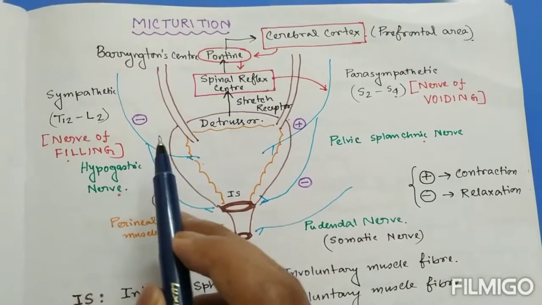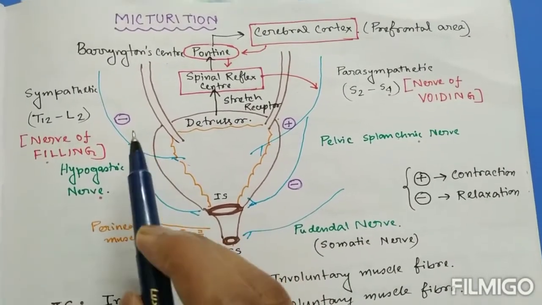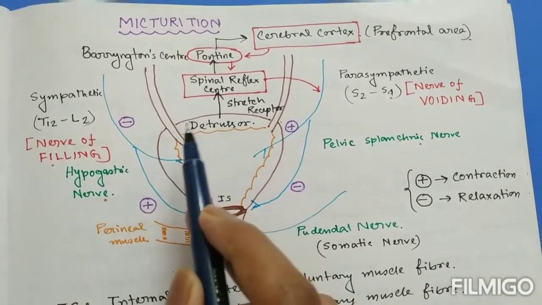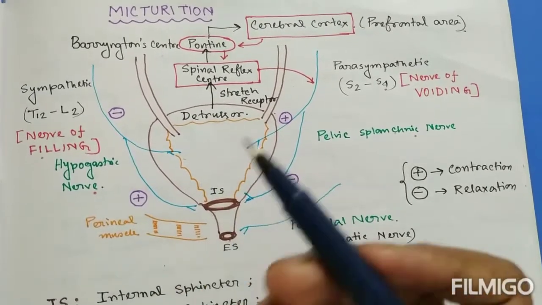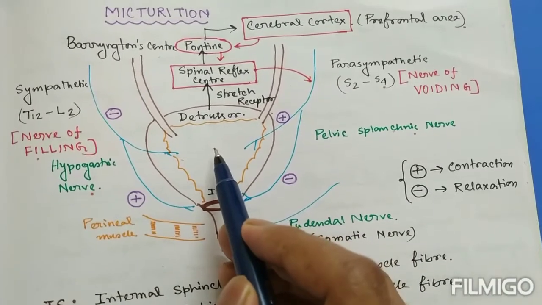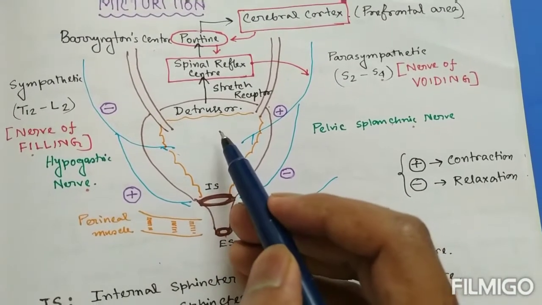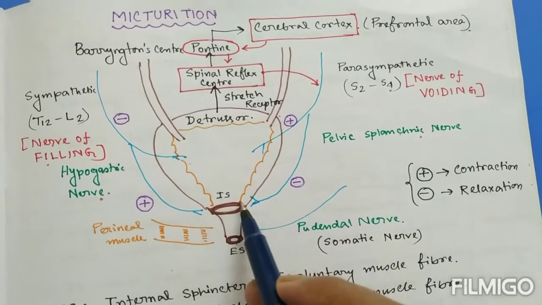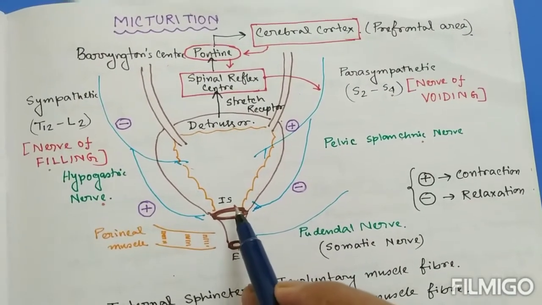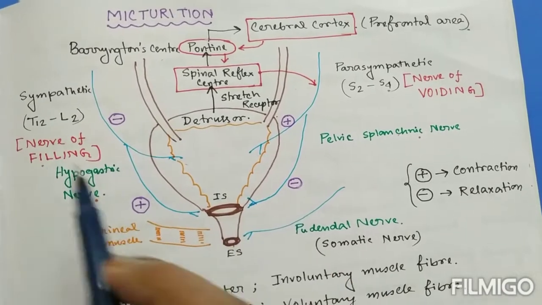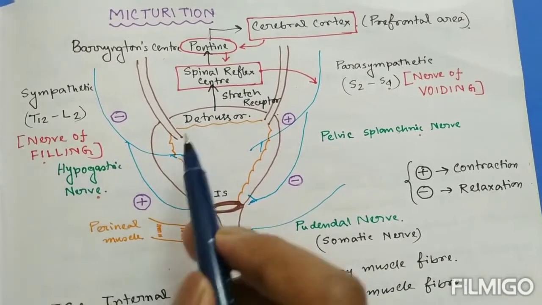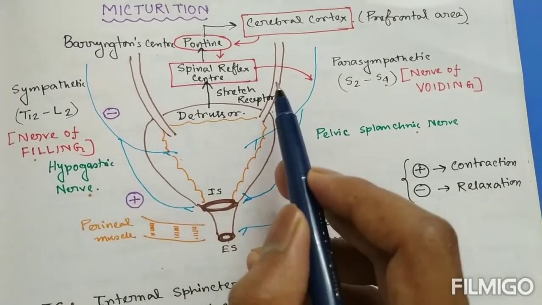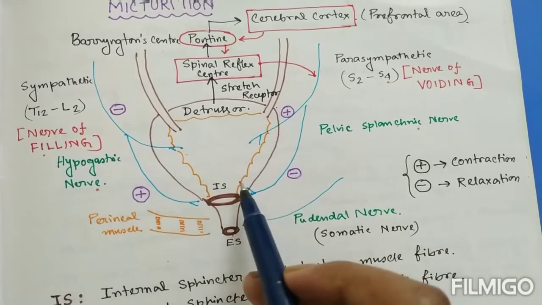So from this we can easily understand that sympathetic will relax the detrusor muscle, so a greater volume can be stored, more urine can be stored in the urinary bladder, and it will contract the internal sphincter, so the outlet is closed. Hence it's called the nerve of filling, because more urine is filled from the ureter into the bladder.